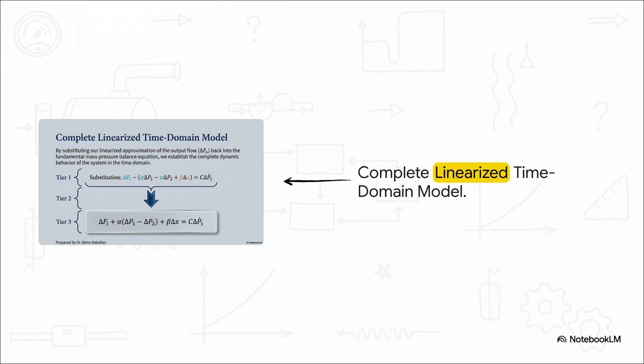In Tier 2, we take our newly linearized approximation of the output flow and substitute it directly into the F sub O spot. Finally, in Tier 3, we simply rearrange the terms. Look at that! We now have a complete, linear, differential equation that perfectly describes the dynamic pressure behavior of the drum in the time domain, utilizing our physical capacitance C and those handy valve constants, alpha and beta.